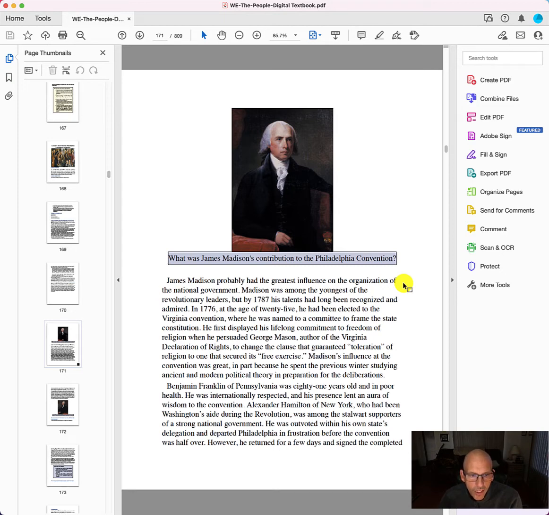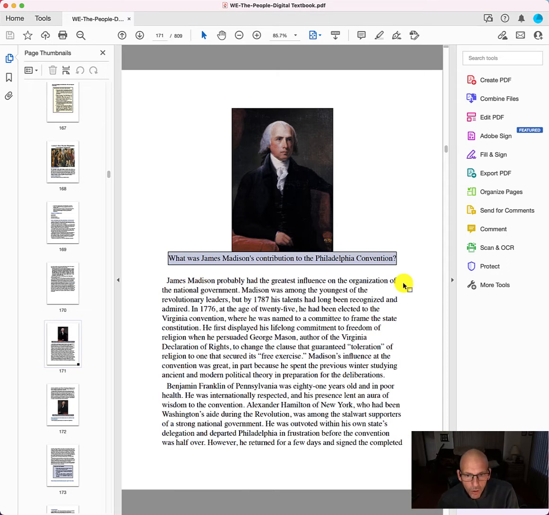Madison's influence at the convention was great, in part because he spent the previous winter studying ancient and modern political theory in preparation for the deliberations. Benjamin Franklin of Pennsylvania was 81 years old and in poor health. He was internationally respected, and his presence lent an aura of wisdom to the convention.